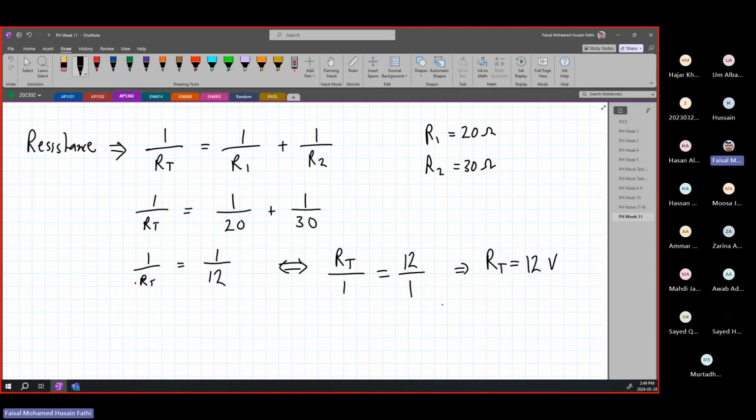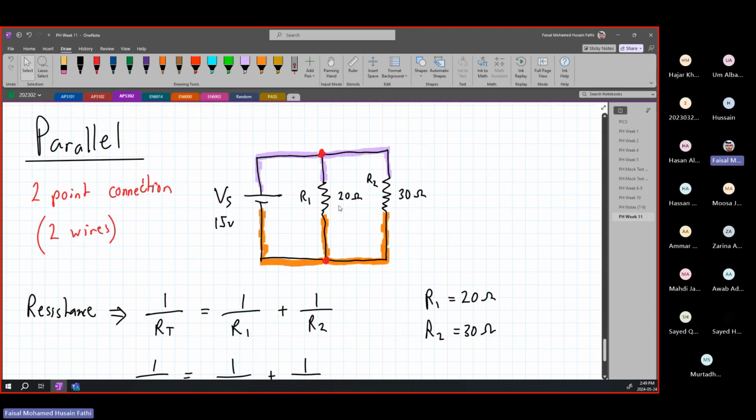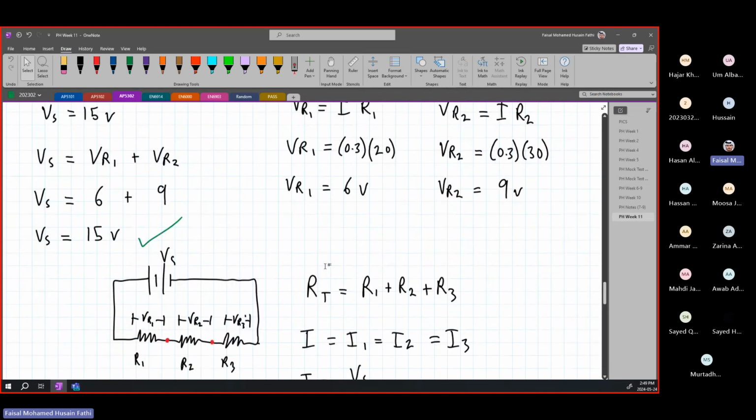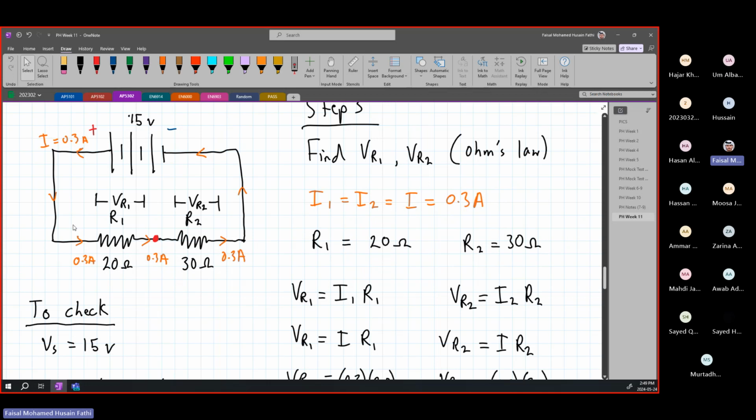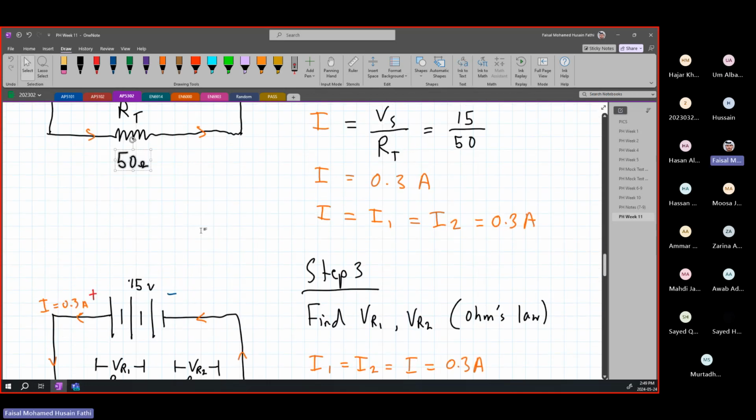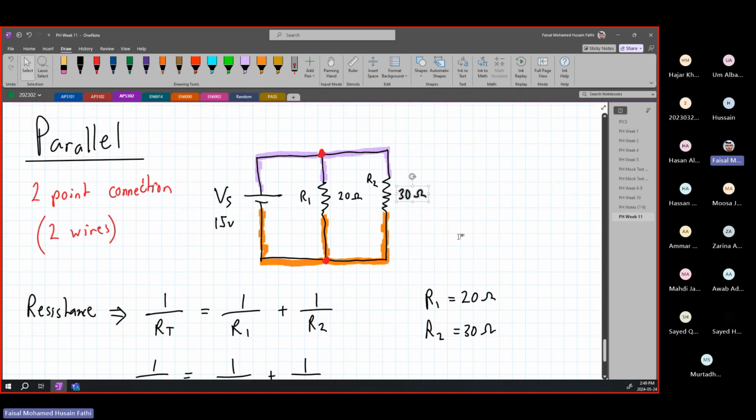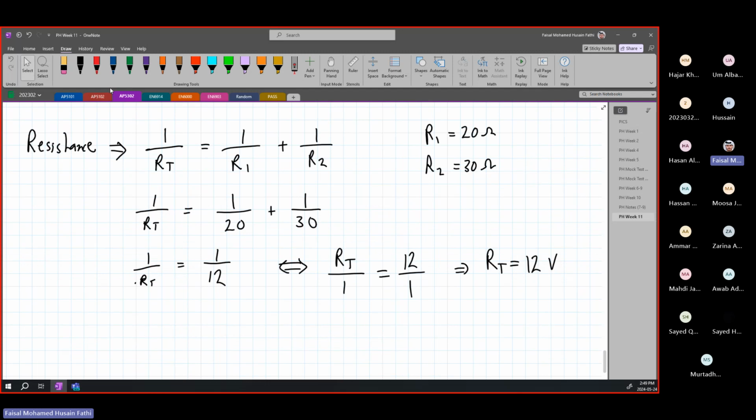If you notice, when you connect two resistors in parallel, the resistance actually becomes less, not more. Opposite to what we saw in series. In series, what we did is we added the 20 with the 30 and we got 50. So it became more. But when you have a parallel connection, the resistance actually becomes reduced. It becomes less. This is not volts, this is ohms. All right? So the resistance becomes less when you're connecting in parallel.